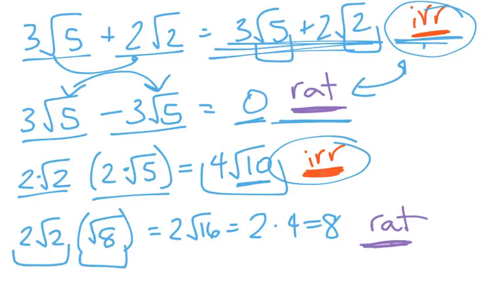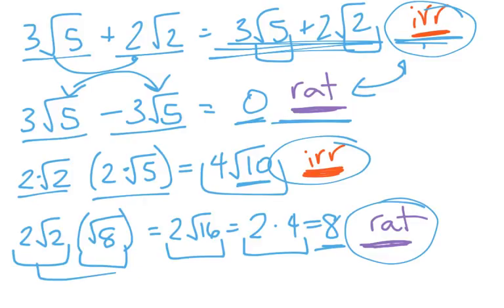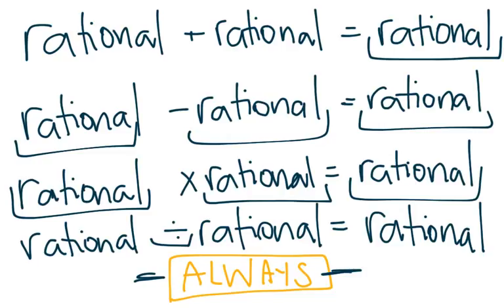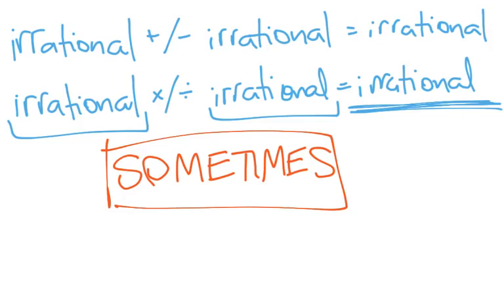2√2 times √8 equals 2√16, and √16 simplifies to 4, so 2 times 4 equals 8, and 8 is a rational number. So sometimes if the operation simplifies the radical into a rational value, then it will not be an irrational answer, even if you had irrational numbers being added, subtracted, multiplied, or divided. So again, operations on only rational numbers will always give you a rational answer. Operations on irrational numbers will sometimes give you an irrational answer and sometimes give you a rational answer.